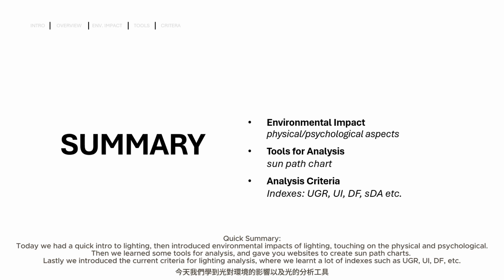Quick summary. Today we had a quick intro to lighting, then introduced environmental impacts of lighting, touching on the physical and psychological. Then we learned some tools for analysis and gave you websites to create sun path charts. Lastly, we introduced the current criteria for lighting analysis, where we learned a lot of indexes to use, such as UGR, UI, DF, etc. I hope this helped with your studies or design project. Please have a nice day.